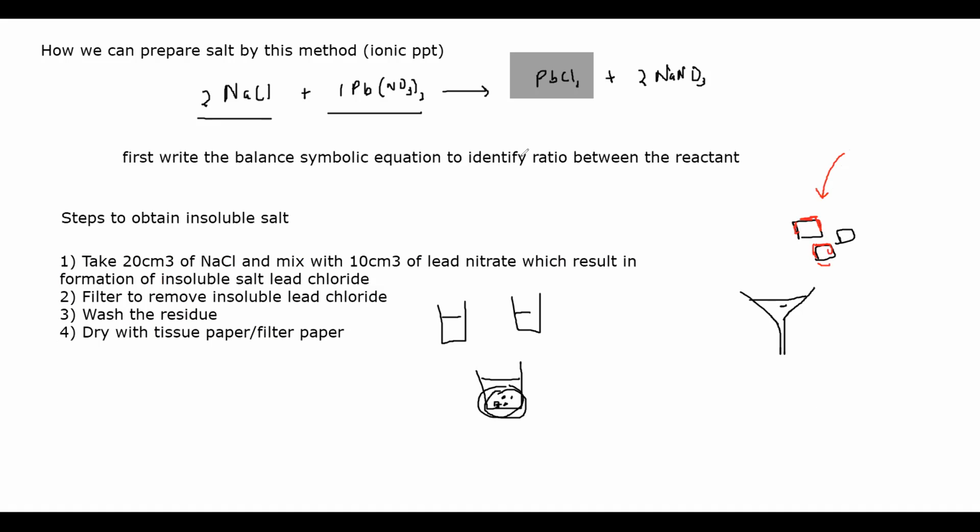Is it clear how we prepare an insoluble salt? So the only thing which will change is this part. This part depends on the reaction. Like here in this reaction, the ratio was 2:1. That's why I took 20 cm cube of sodium chloride with 10 cm cube of lead nitrate. I'm giving another example, take the screenshot.